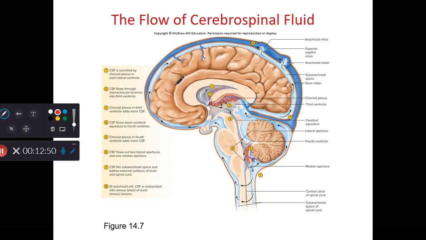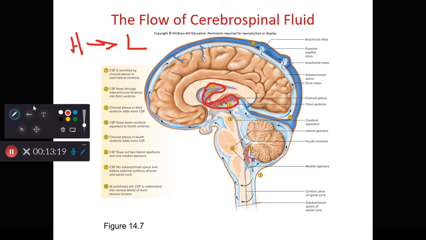So as we look at cerebral spinal fluid and its flow, generally speaking, with all fluids, and yes, water is a fluid, air is a fluid, anything that can flow is a fluid, cerebral spinal fluid is going to flow from areas of high pressure to areas of low pressure. So high to low. And most pressure for the cerebral spinal fluid is going to be generated around the choroid plexuses, because gram for gram, the choroid plexuses produce the most cerebral spinal fluid.